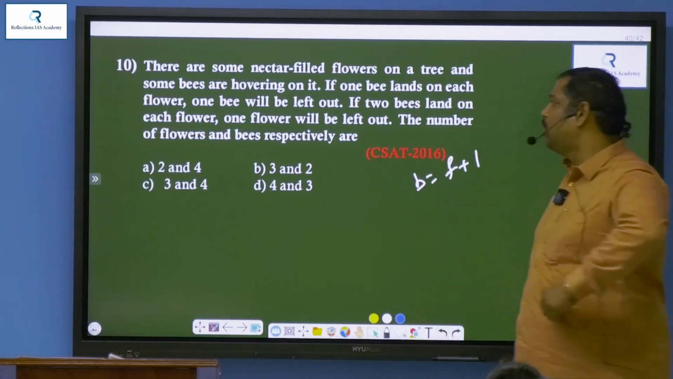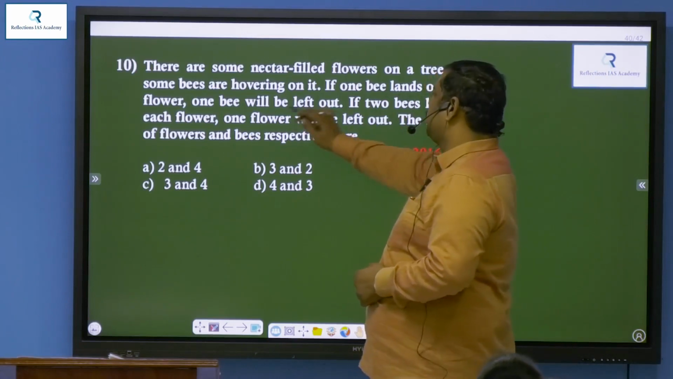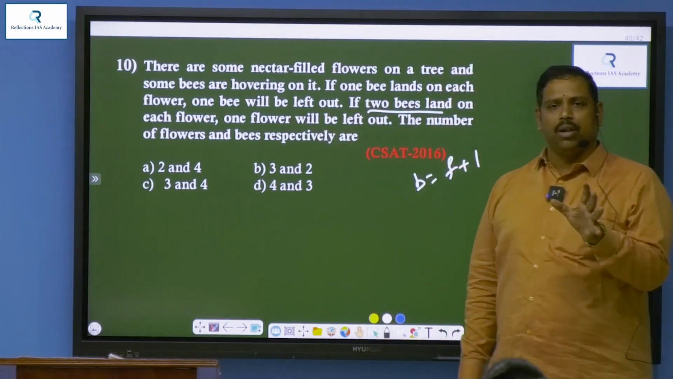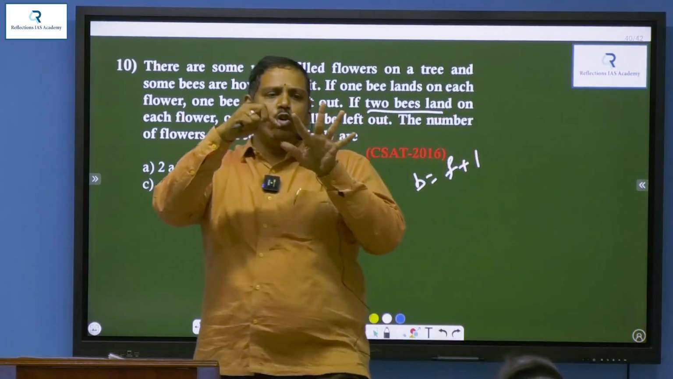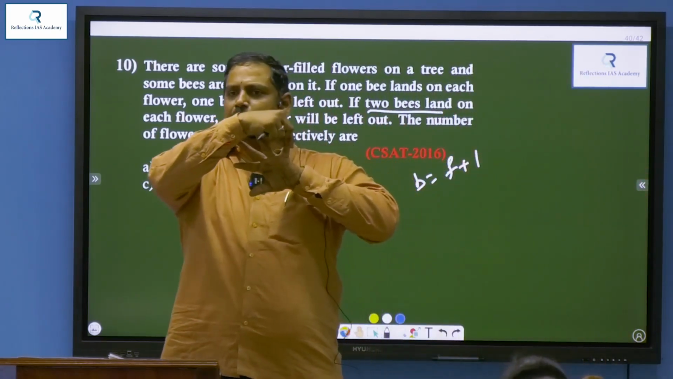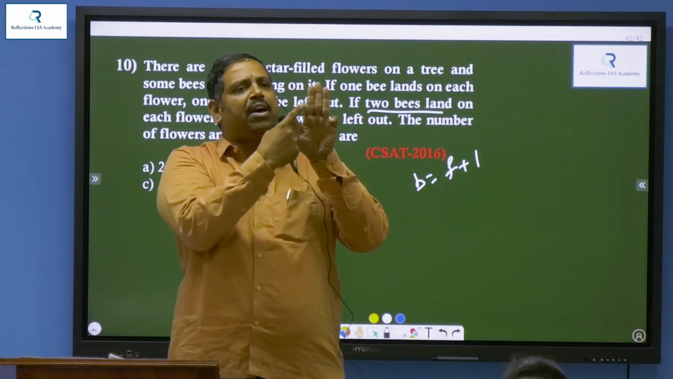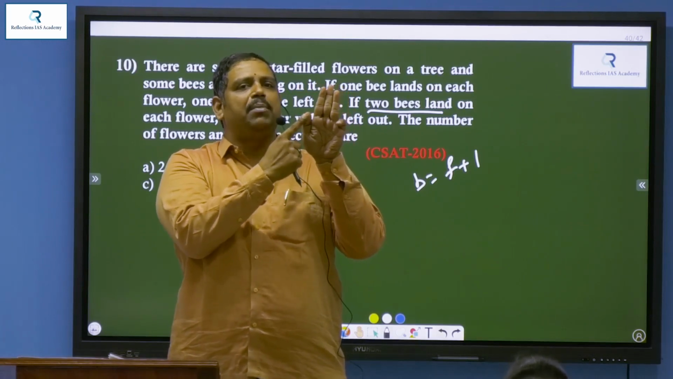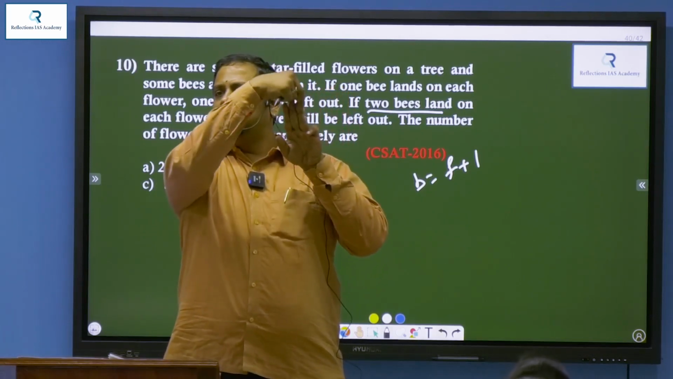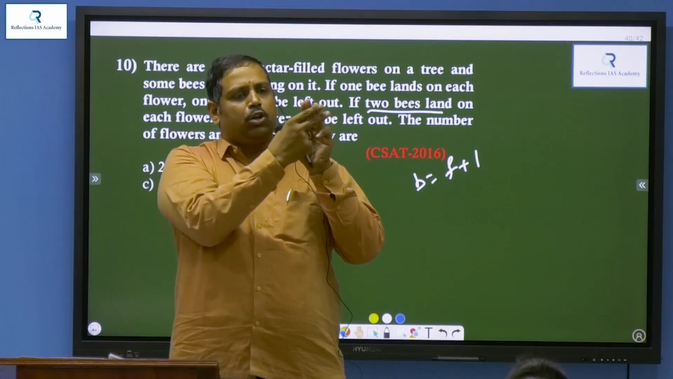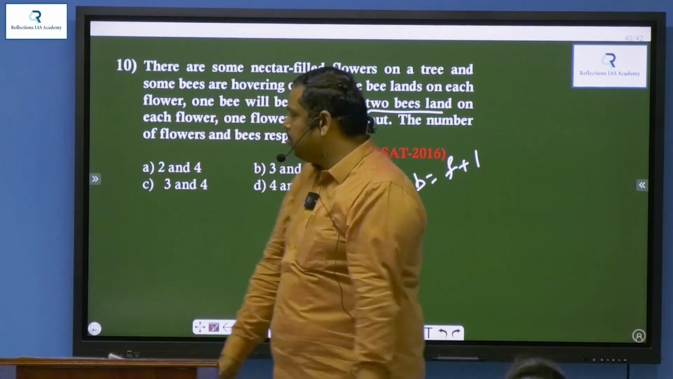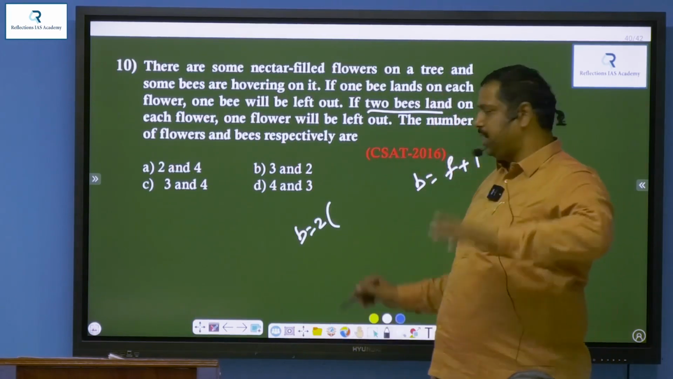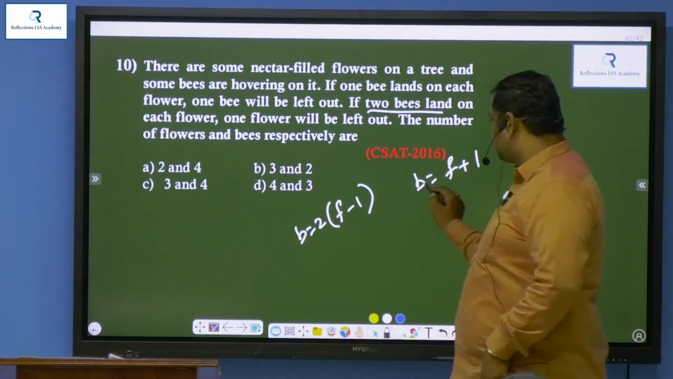See the last statement. What did he say? If 1 bee lands on each one, that is completed. If 2 bees land on each flower, 1 flower will be left out. Suppose these are the flowers here. 2 bees are landing, 1 flower is left out. Means these are F or F minus 1 flowers? F minus 1 flowers. On each, how many bees were hovering? 2. Can I say the total number of bees means 2 times of F or F minus 1? F minus 1. Can I replace B with this one?